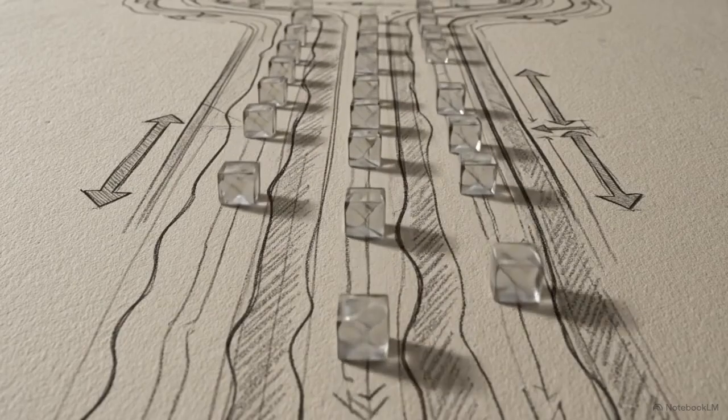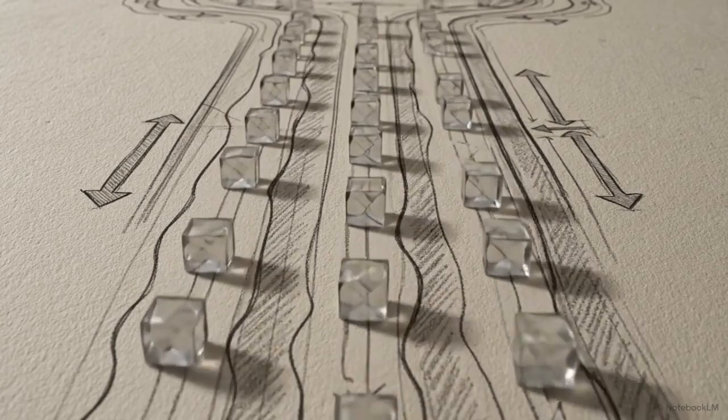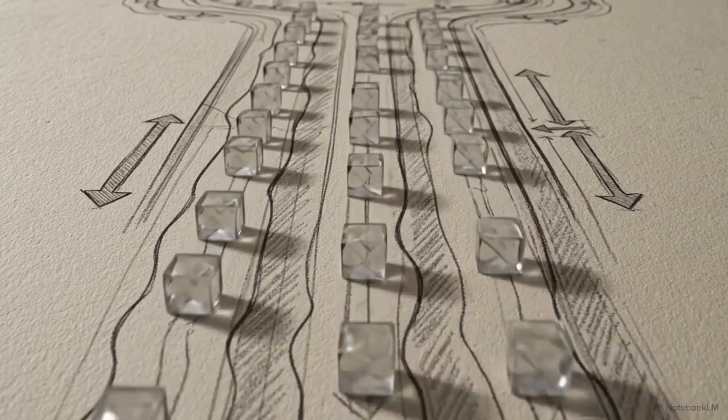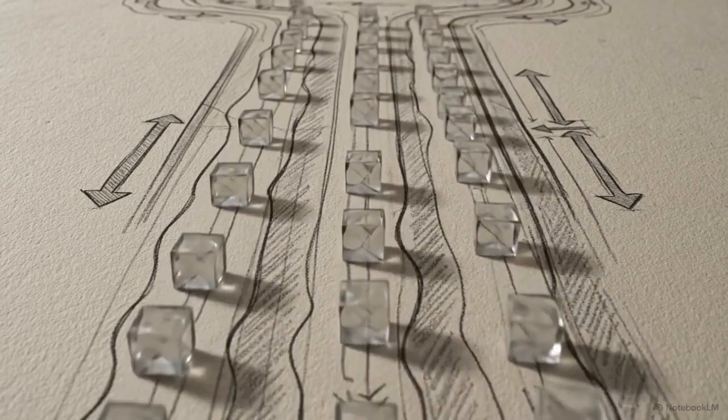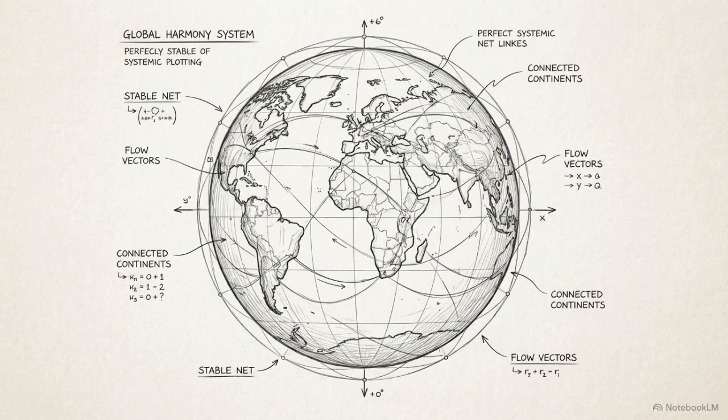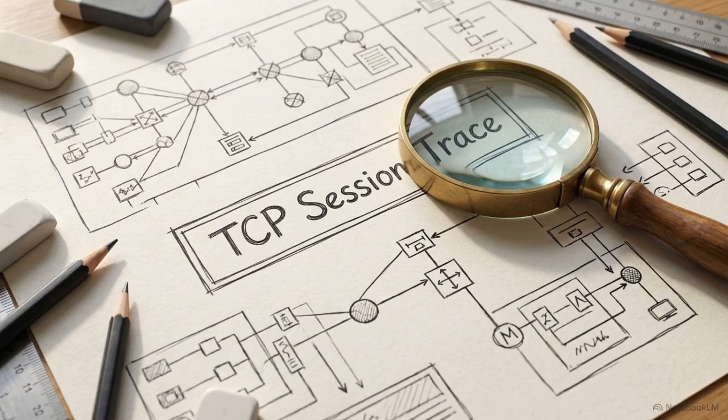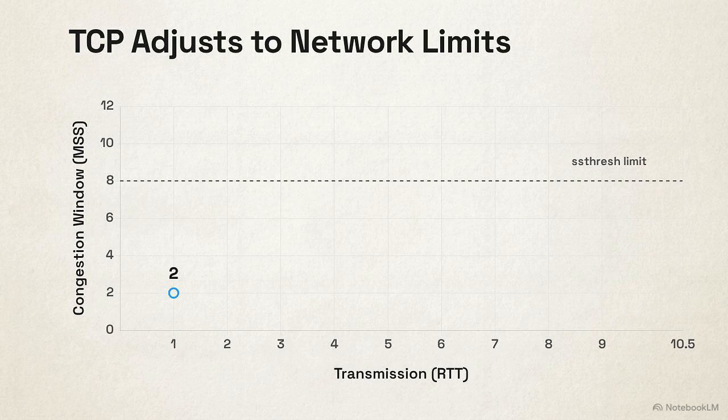The rules governing the congestion window provide the logic that allows billions of independent devices to share the same physical links without driving the system toward a total collapse. To see these rules in action, we can run a forensic trace of a standard TCP session over 10 transmissions. For transmission 1, our starting state variables are a congestion window of 2 and a threshold of 8. The system enters its initial phase, slow start.